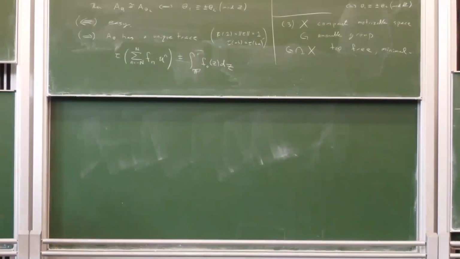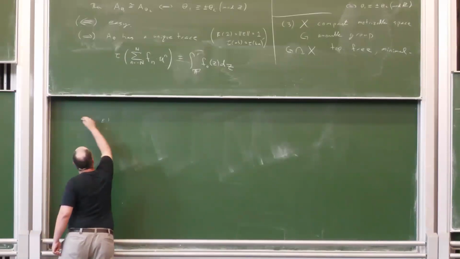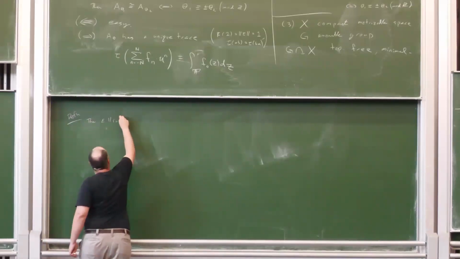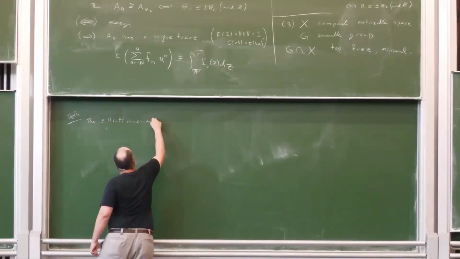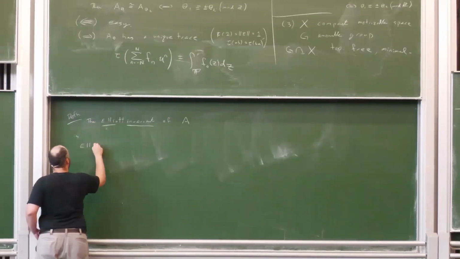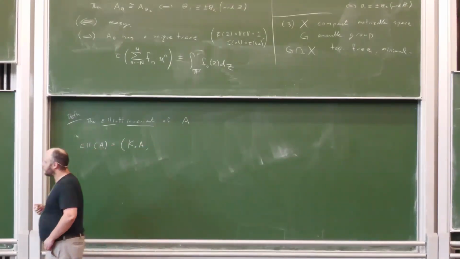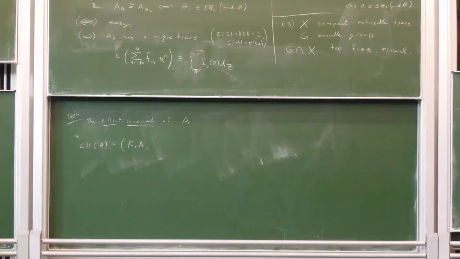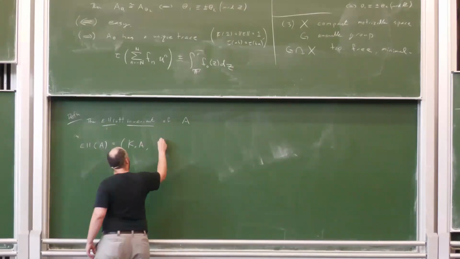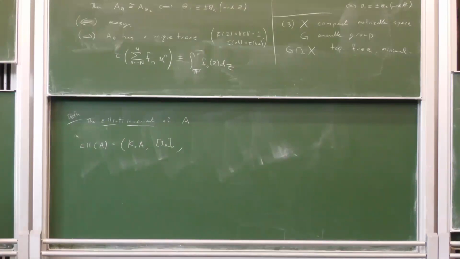So you have the K0 group, the K1 group, traces, and then there's just a little bit of extra data. The Elliott invariant of A: you have the K0 group, but also a special element. K0 is built out of projections. The unit is a projection in the algebra. You want to keep track of that element. That's what will allow you to distinguish between A and the 2x2 matrices over A.